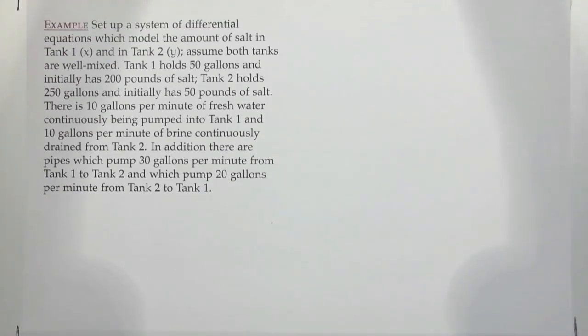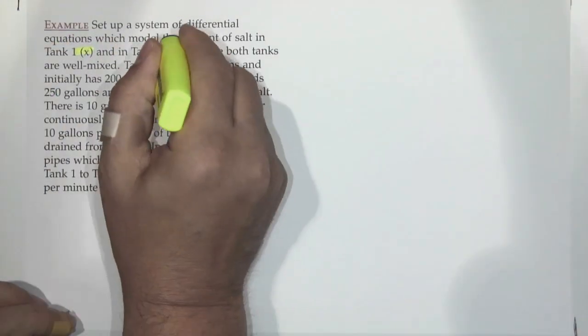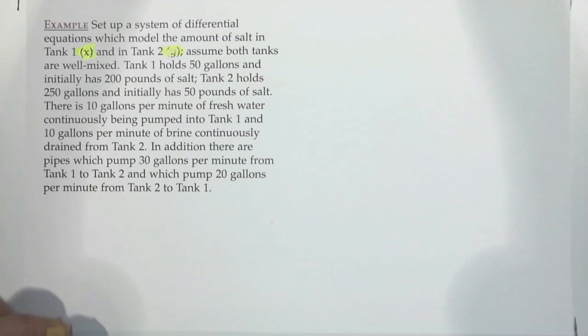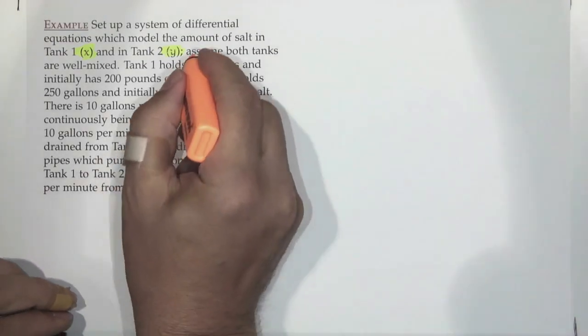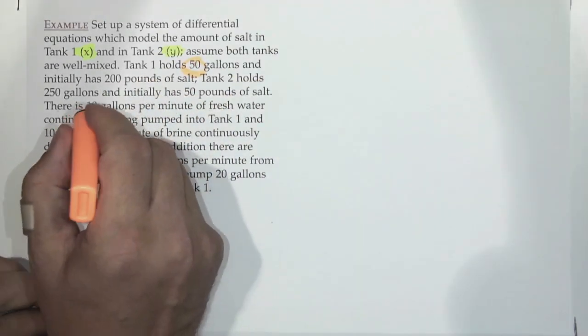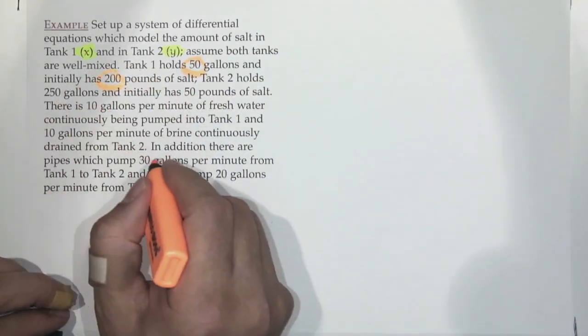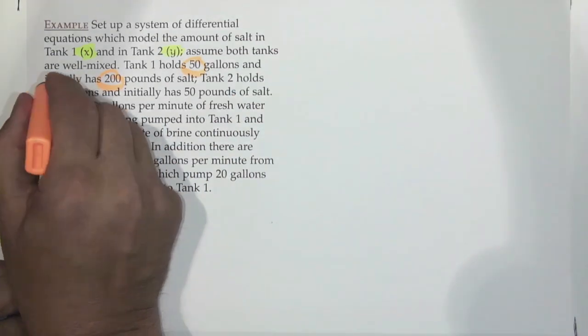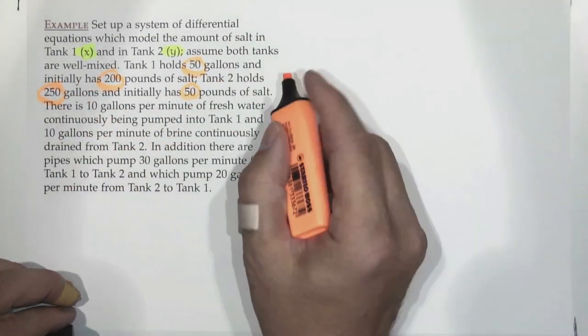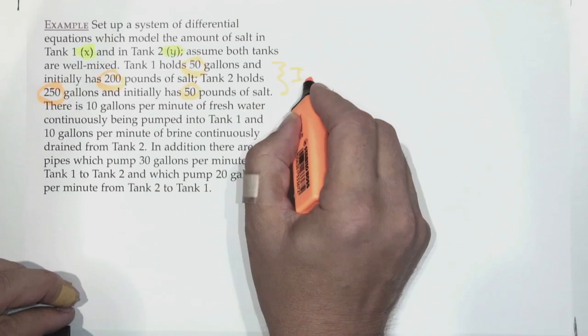Think about the math. Set up a system of differential equations which models the amount of salt in 2 tanks. Tank 1 is X, and tank 2 is Y. So we'll mark the really mathy stuff so we can follow along. Assume both tanks are well mixed. Tank 1 is a 50-gallon tank which has 200 pounds of salt. Tank 2 is a 250-gallon tank and has 50 pounds of salt. So this is our initial condition.